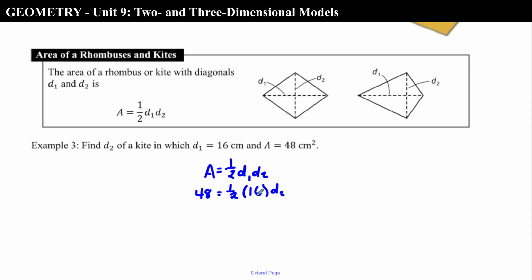Well, half of 16 is 8, and we do 48 divided by 8 when we divide each side by 8, and we end up with D2 being 6 centimeters. Not centimeters squared, because here we're just talking about the length of the diagonal.